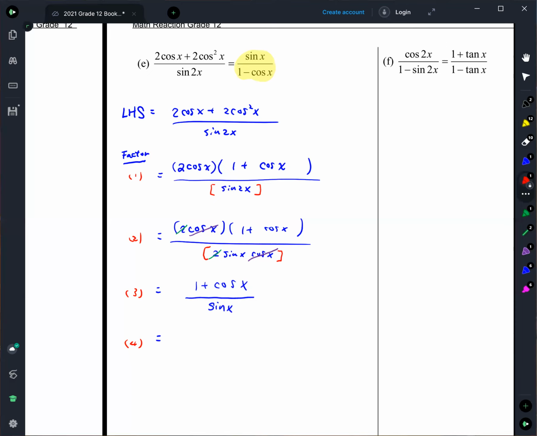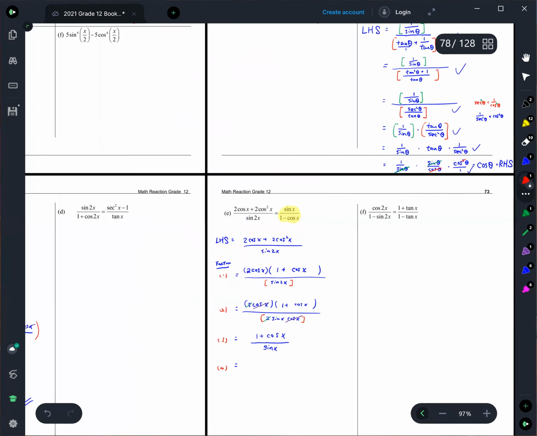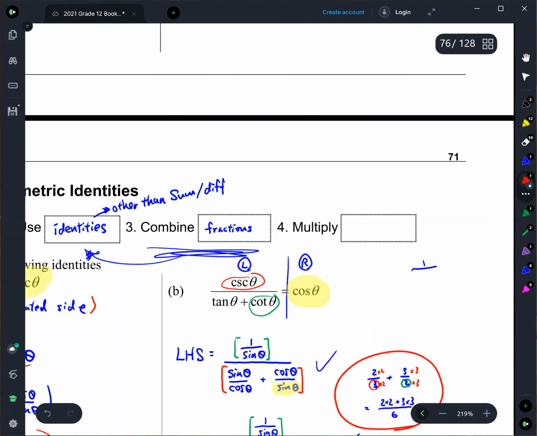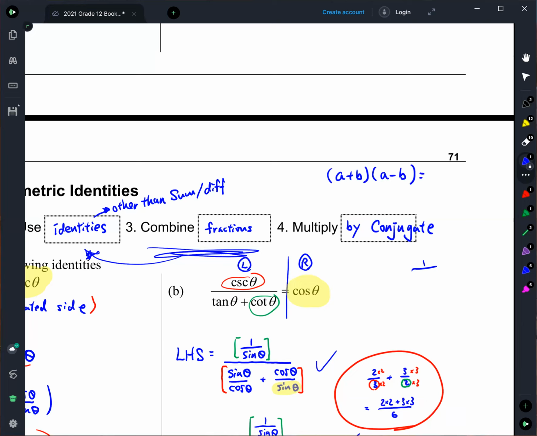After this is where the new thing comes in. Let's go back up to page 71. Number 4 is called multiply by conjugate. What that means is if you have A plus B, you multiply it by A minus B. I hope you remember this formula. What does it equal to?